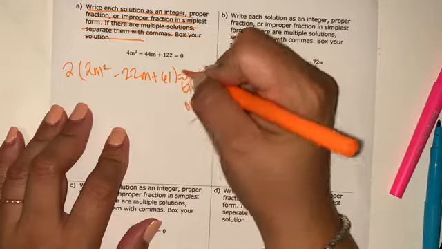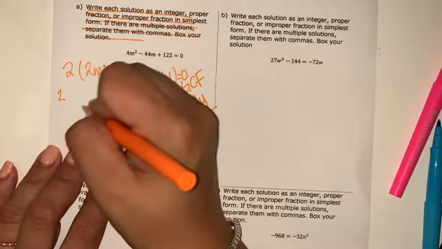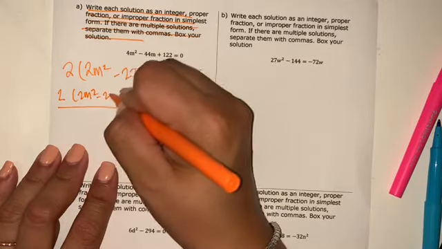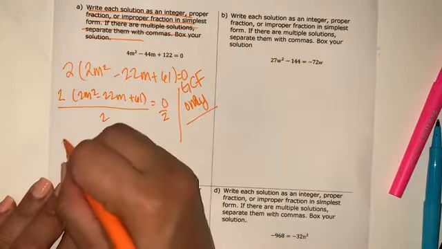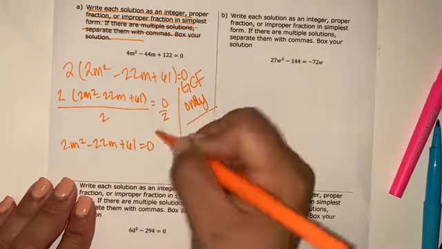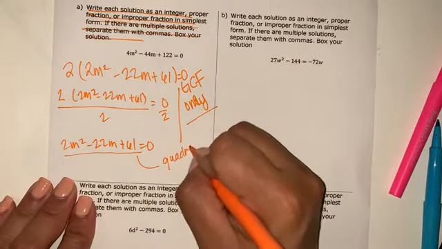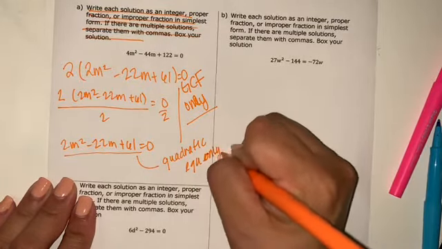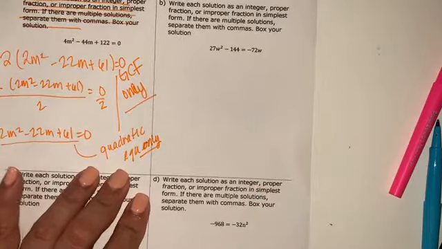61 equals 0. And then when you solve this, you're going to divide both sides by 2. Then you're left with 2m squared minus 22m plus 61 equals 0. And then this is what you want to factor. But this we can only do with a quadratic equation. So this is a quadratic equation only, and we're not doing that today. Okay, so let's look at B.